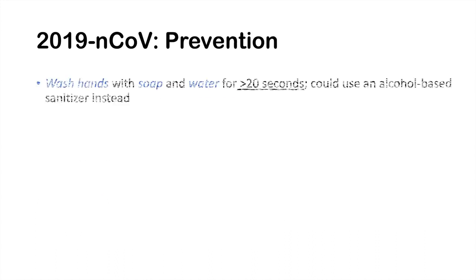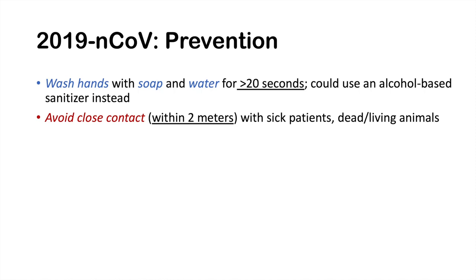So if we feel that we may have been in contact with someone that is sick, or we've touched something that another person might have touched, or our hands are dirty, we want to wash hands with soap and water for at least 20 seconds. We could use an alcohol-based sanitizer instead if soap and water are unavailable. We want to avoid close contact with sick patients or dead or living animals. Close contact is defined as 2 meters or 6 feet, so a 2 meter or 6 feet radius.